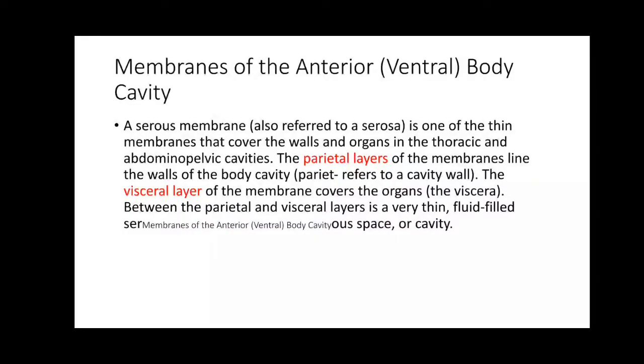We have the parietal layer of the membrane, which lines the body cavity. Parietal refers to the cavity wall itself. Then we have the visceral layer of the membrane, which covers the organs. Between the parietal and visceral layers is a very thin fluid-filled serous space or cavity.